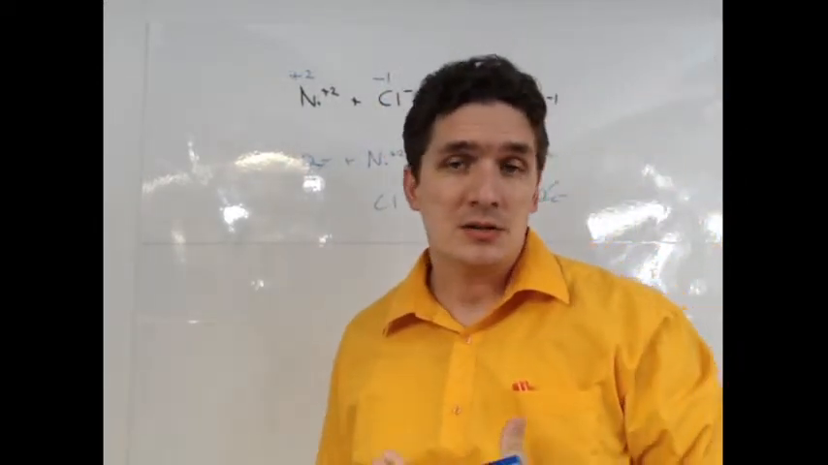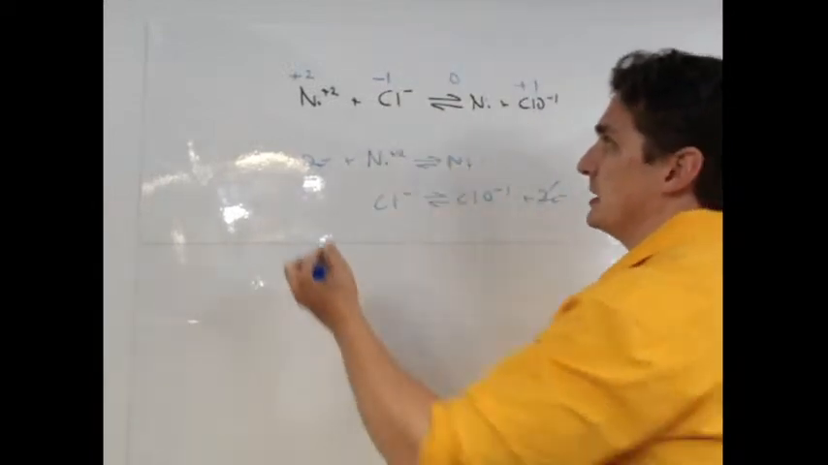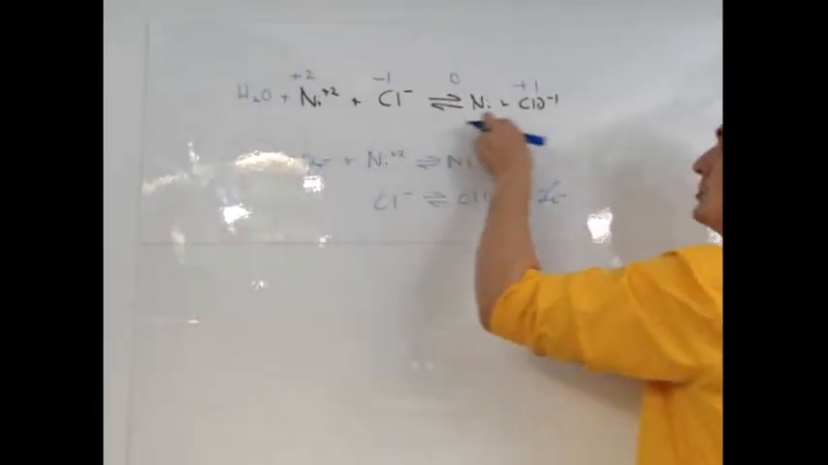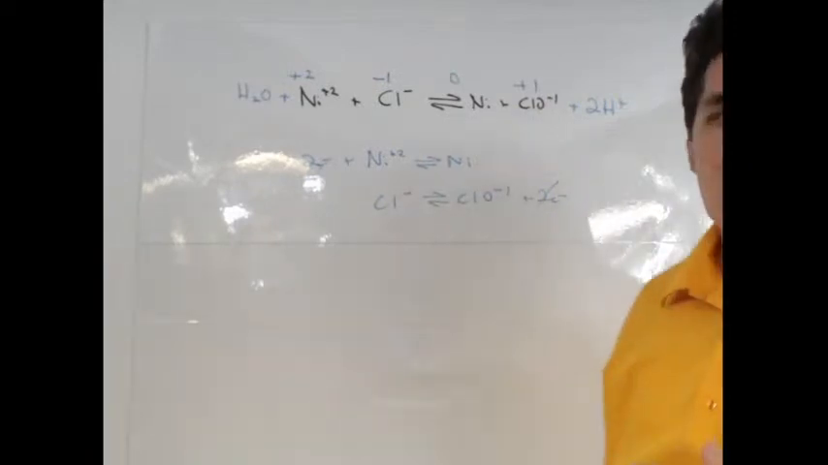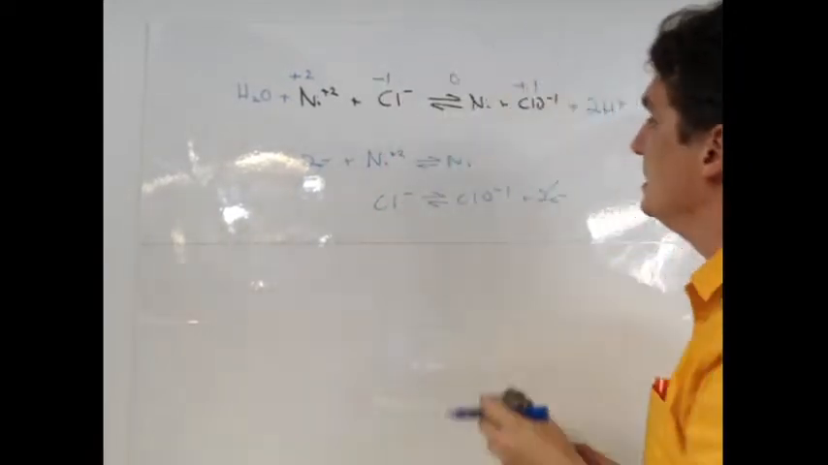Now we're going to balance the oxygens like we normally would. We've got one on the right, none on the left, so we're going to add one water. And then we're going to balance our hydrogens on the right side. So this is how you would have balanced it just under normal acidic conditions.